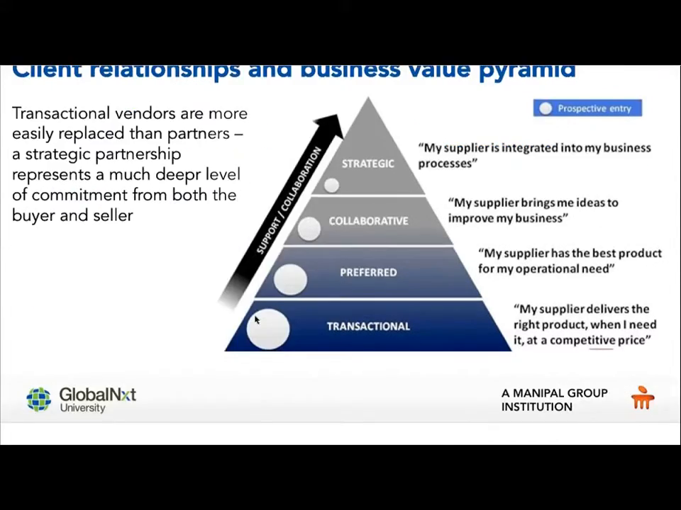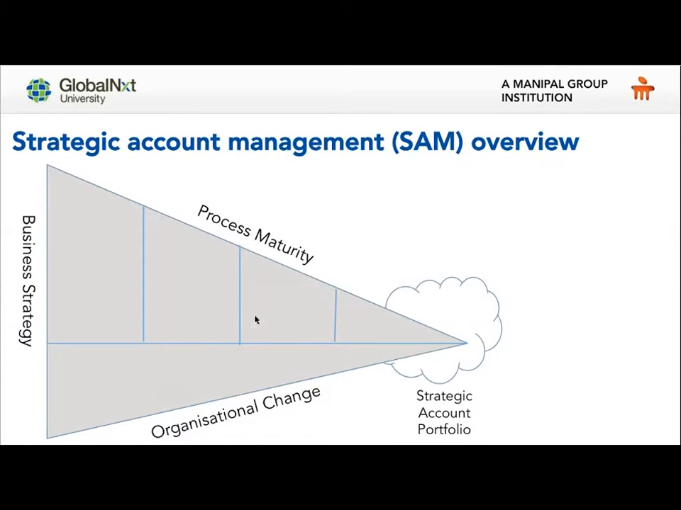Relationships have to mature. Just to give you an overview of strategic account management, this is the kind of framework that I like to use. There are three key elements here. One is business strategy, because this is connected with business strategy. If you think about your own organization, what is its business strategy? How does it approach business? Account management is closely tied to that. The other dimension that's important is process maturity. So how mature are your account management processes, basically?